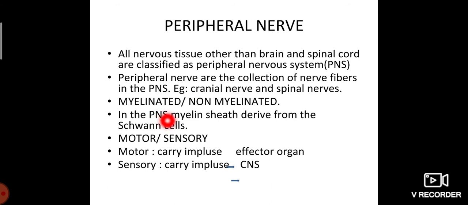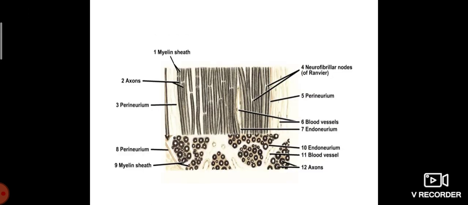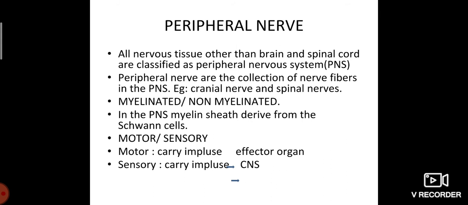In the peripheral nervous system, the myelin sheath is derived from Schwann cells. So, myelination is a process helped by the neuroglial cells. In the peripheral nervous system, the neuroglial cell helping with myelination is the Schwann cell. But in the central nervous system, the myelination is done by oligodendrocytes. So both Schwann cells and oligodendrocytes are neuroglial cells.